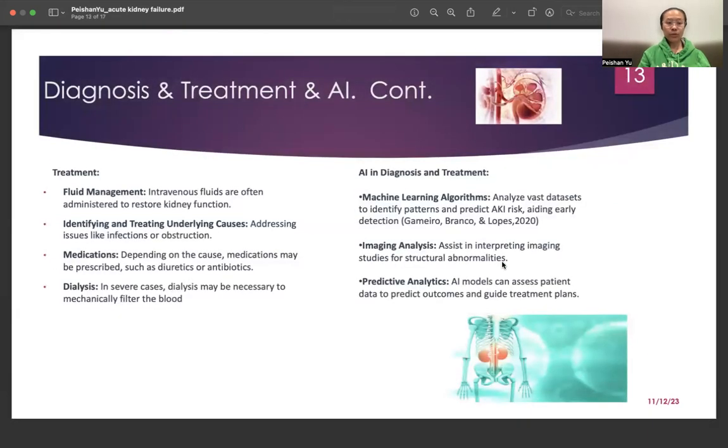And the treatments include fluid management, addressing underlying causes, medication, and dialysis if needed. AI also assists in early detection and treatment planning. And the side effects, like we mentioned here, include fluid imbalance, electrolyte issues, and infection risk. The prognosis varies, and AKI can be a one-time event or recurrent, depending on underlying factors.